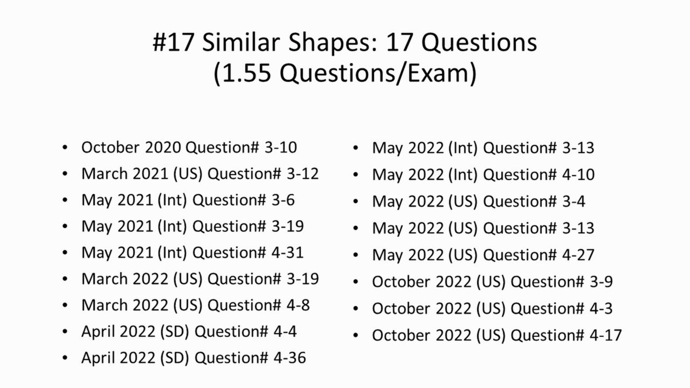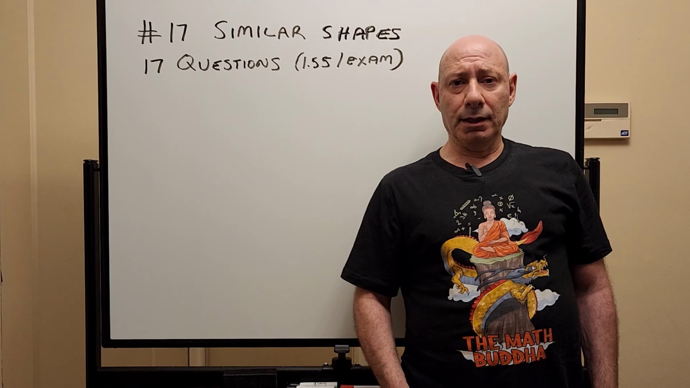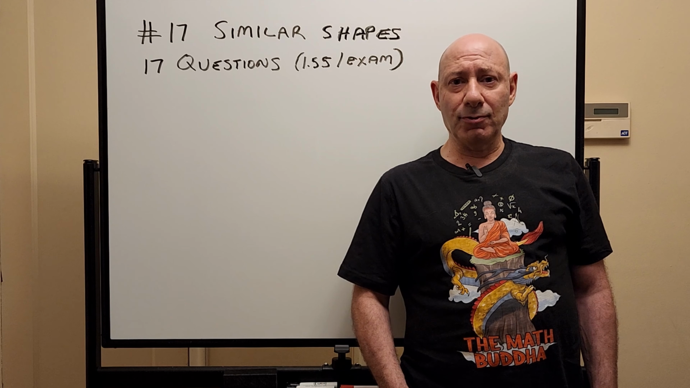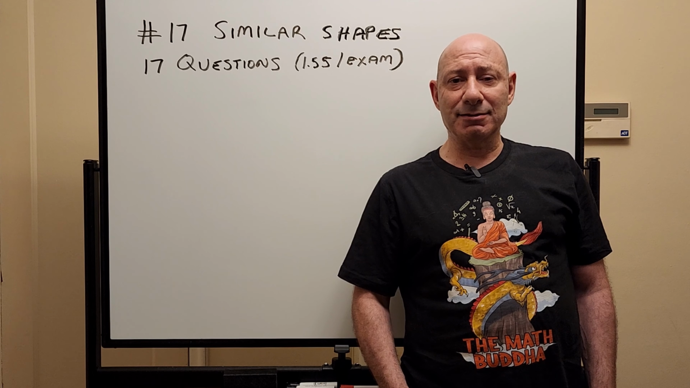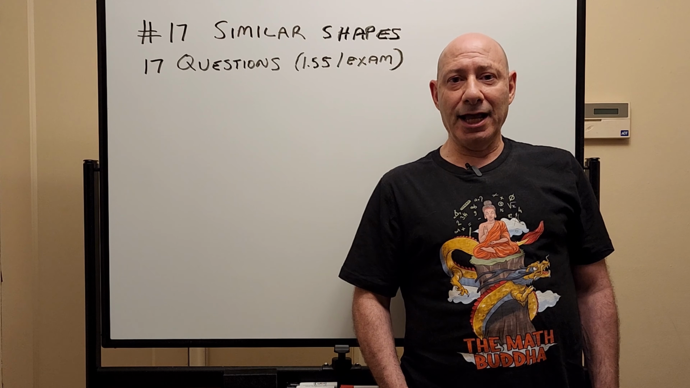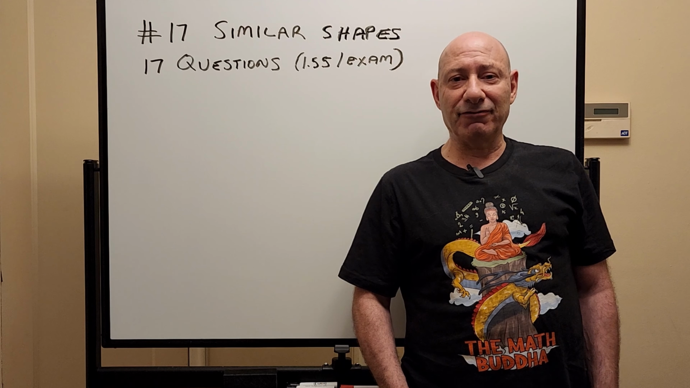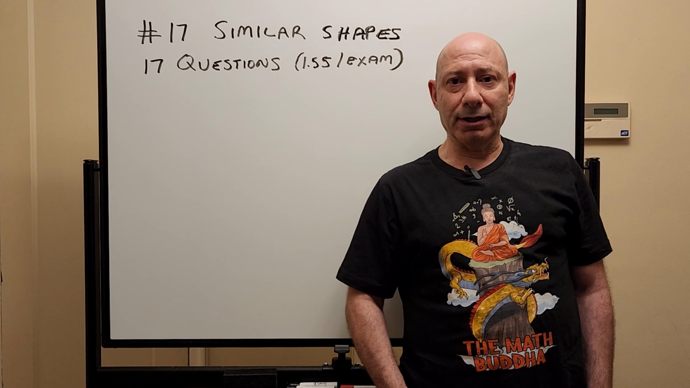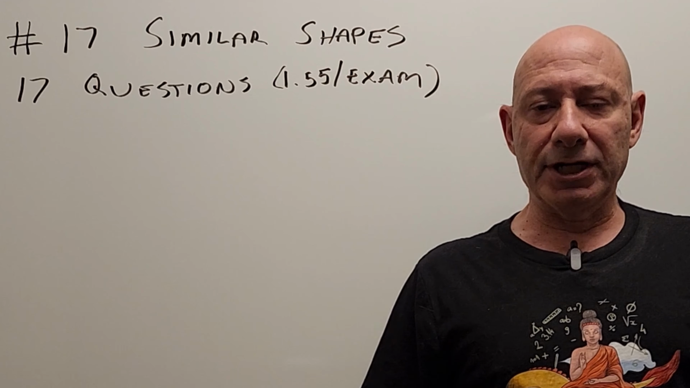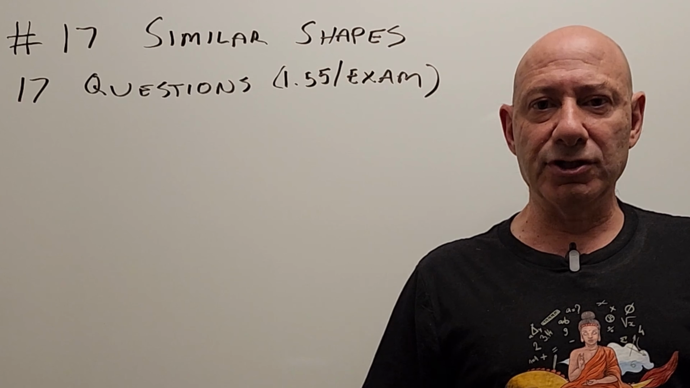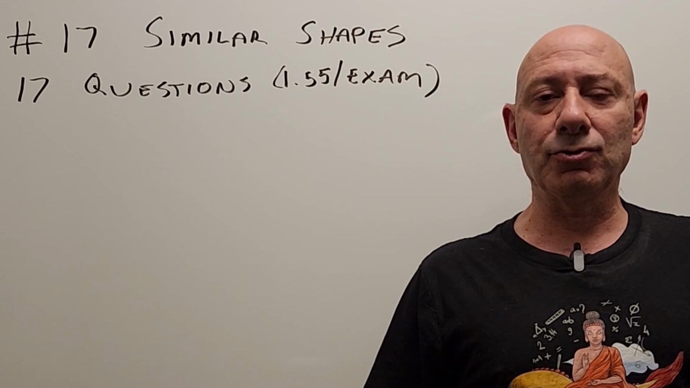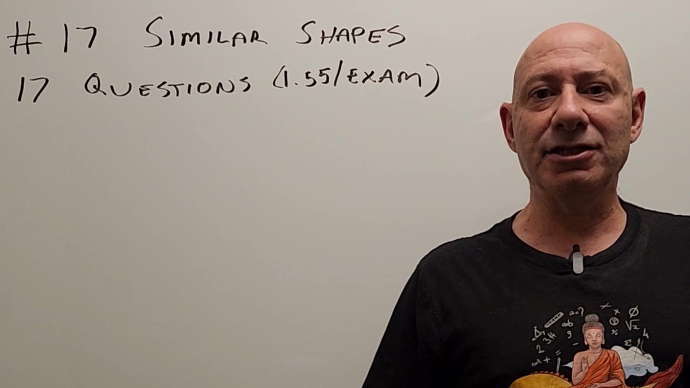At number 17, we have similar shapes. I found 17 questions on this subject, or 1.55 questions per exam. In my similar shapes video, I'm going to show you how to take the ratio of side lengths between similar shapes and use that to answer questions about volume, area, and perimeter. And keep in mind as you're going through the questions on this list that any two spheres are congruent to each other, as are any two circles, any two squares, any two cubes.